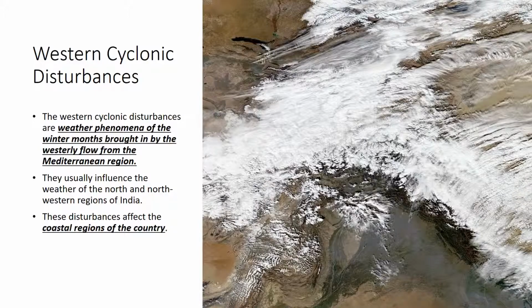Now let us throw some light on the western cyclonic disturbances. The western cyclonic disturbances are weather phenomena of the winter months brought in by the westerly flow from the Mediterranean region. They usually influence the weather of the north and northwestern regions of India. These disturbances affect the coastal regions of the country.